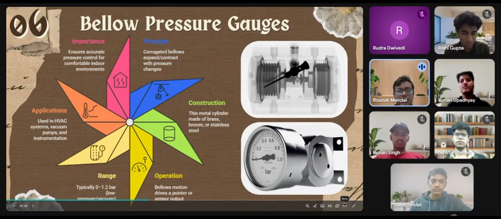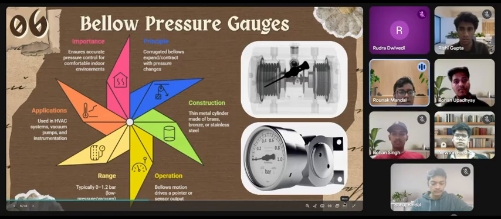The main principle is basically expansion and contraction with pressure changes. It's constructed with a metal cylinder composed of brass, bronze, and stainless steel. It operates on the basis of a pointer and sensor output. It typically works within the range of 0 to 1.2 bar. And main application of low pressure gauges are HVAC systems, vacuum pumps, and instrumentation. Moving to the next slide.